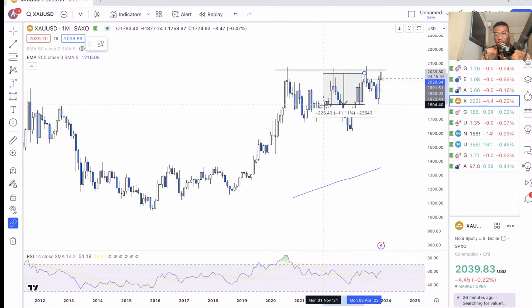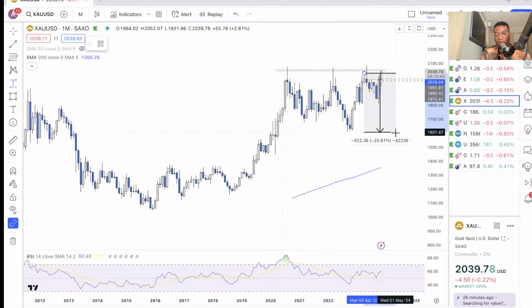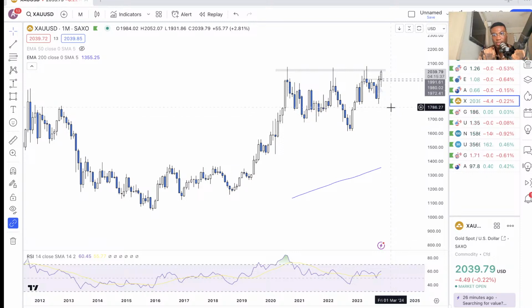2,000 pips reaction, 4,000 pips reaction, 3,000 pips reaction. We're not talking about 100 pips, 200 pips. So you guys can see that already. Okay, so you can see that the key levels on the monthly time frames hold the strongest.